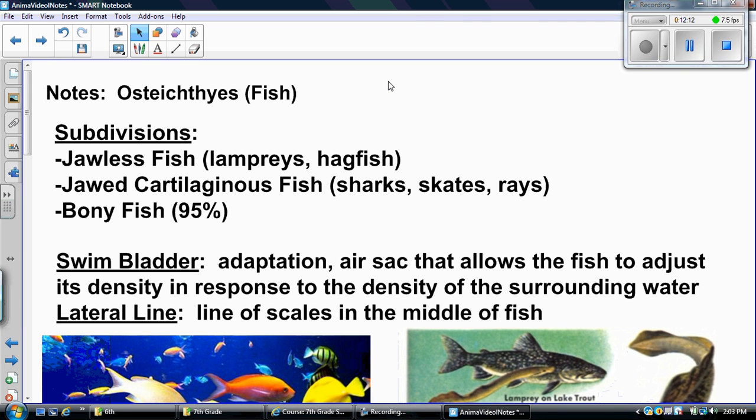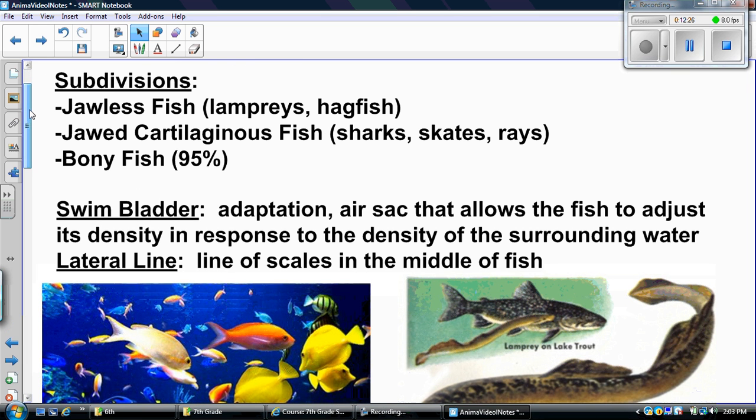Okay, fish. Their subdivisions are jawless fish, those are your lampreys and hagfish; jawed, cartilaginous fish, sharks, skates, and rays; and bony fish, which make up 95% of the fish category. They have what's called a swim bladder.